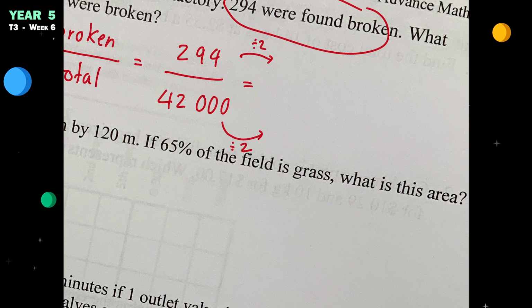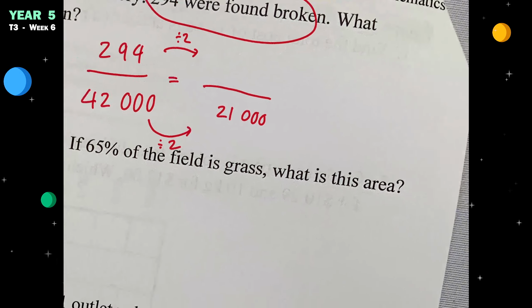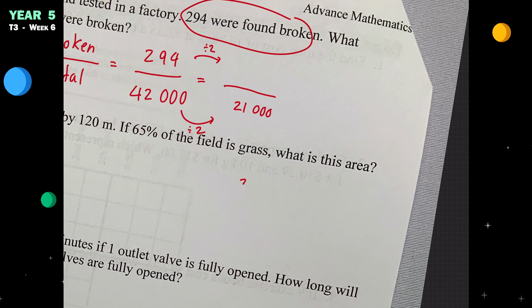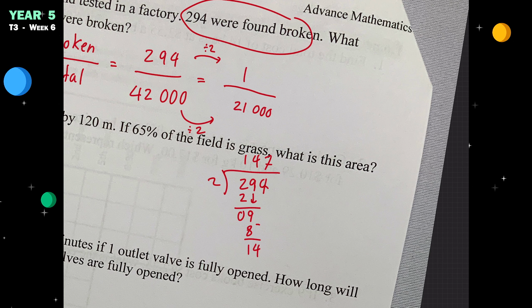Okay. If you're not sure what to divide by, just divide by 2 because they're both even numbers. So this one will be 21,000. The top number would be, well, 294 divided by 2. 2 divided by 2 is 1, take away, you get no remainder. Bring the 9 down. 9 divided by 2 is 4. 2 times 4 is 8. Take away, remainder 1. Bring the 4 down. 14 divided by 2 is 7. So this will be 147.